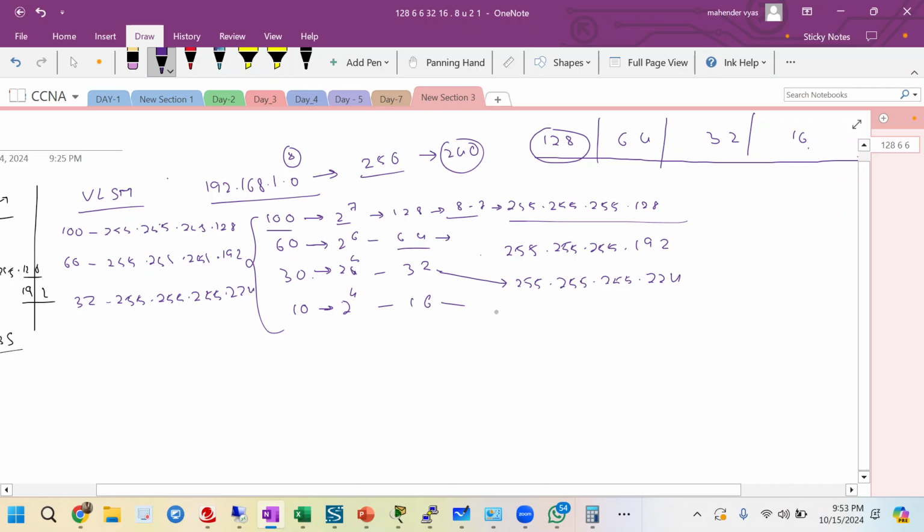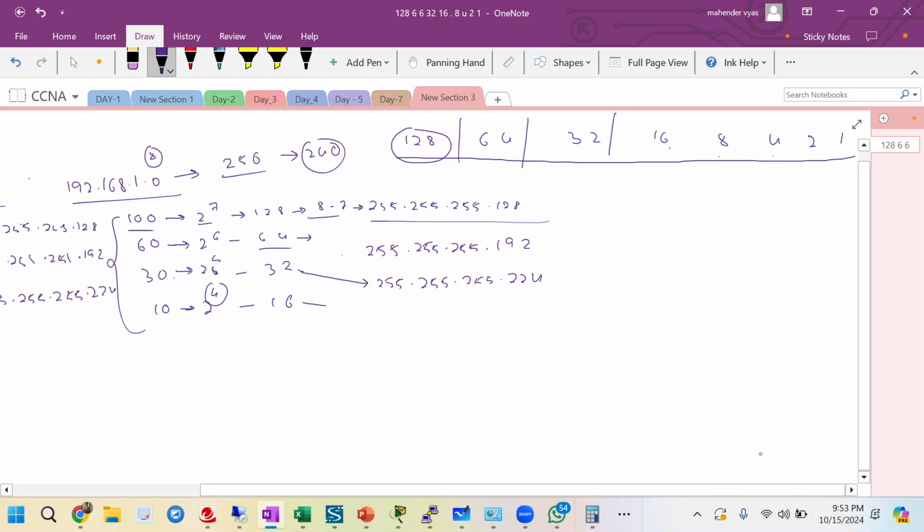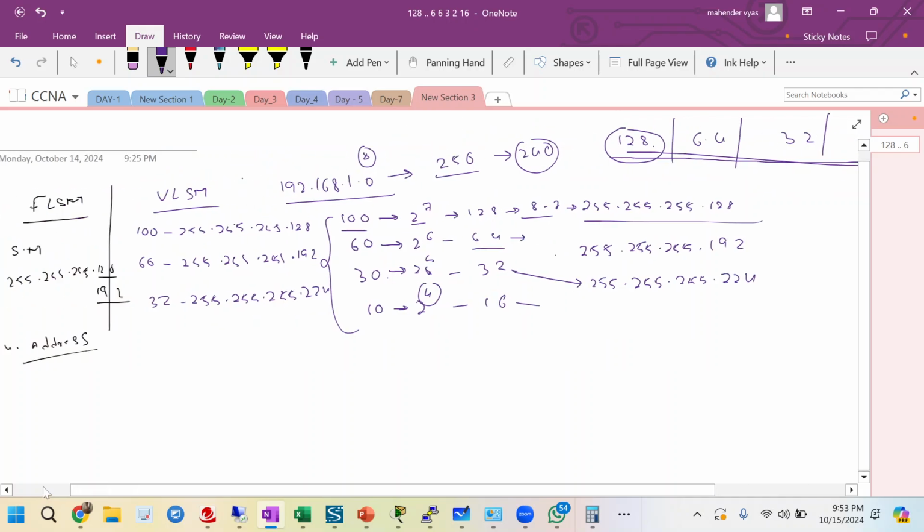Now for 16 users, I need only 4 host bits. The remaining 4 host bits I am giving to the network. See, these all will be network bits. These all would be the remaining host bits. So if I add 128, 64, 32, 16, how much will I get?